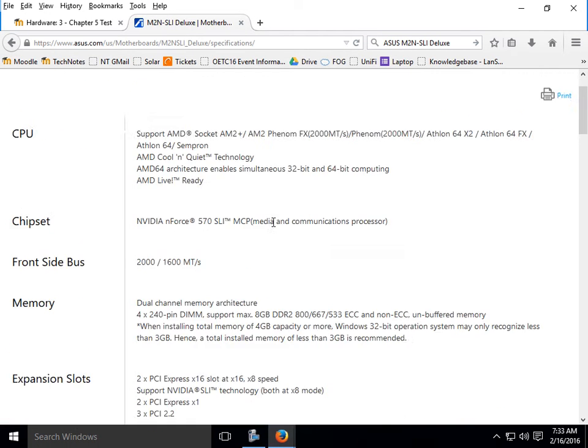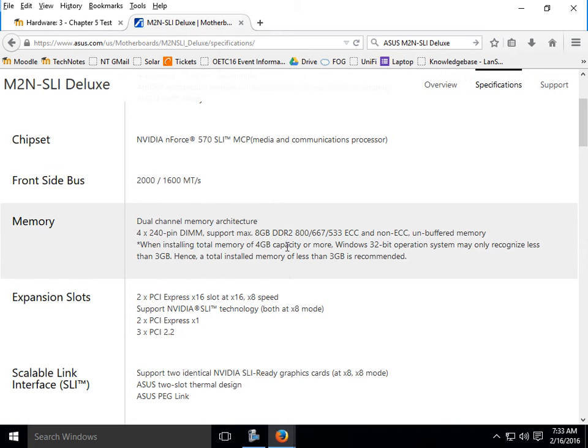There we go. Here's our memory. So it takes DDR2 800, DDR2 667, or DDR2 533. It takes ECC and non-ECC. It's one of those wackadoo ones that will take either one. It only takes up to 8 gig, and it's got 4 slots. So what's the biggest stick I can stick in there? Okay, 2. So I want to look at all that stuff first.